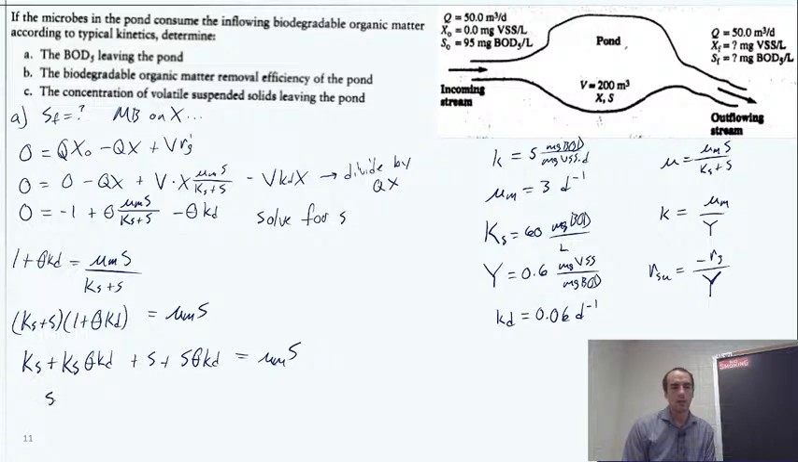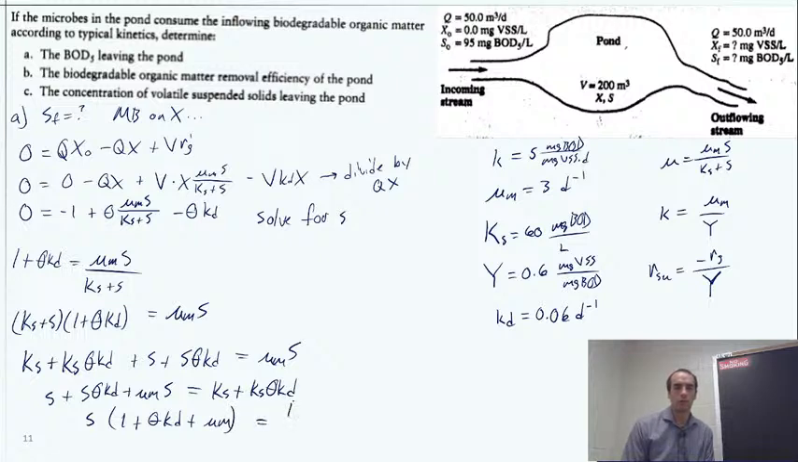So we'll say S plus S theta kd plus mu max S equals Ks plus Ks theta kd. So I'll factor out the S here, say this is 1 plus theta kd plus mu max equals, I'll go ahead and factor out the Ks here, Ks times 1 plus theta kd.